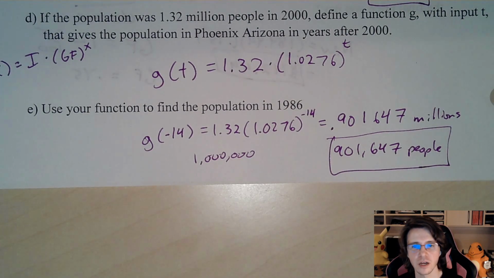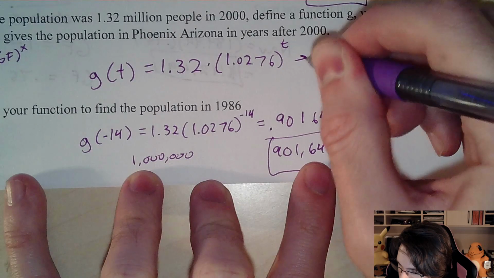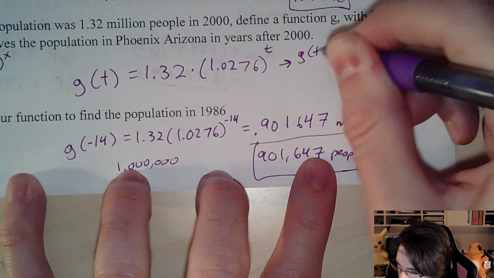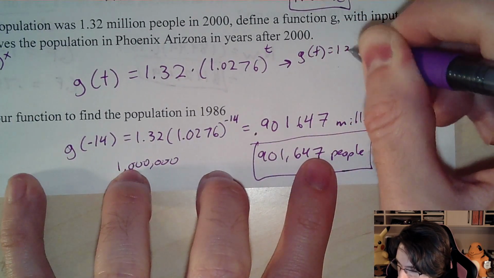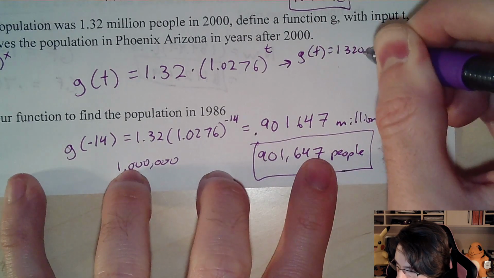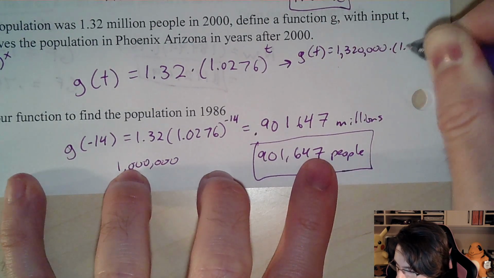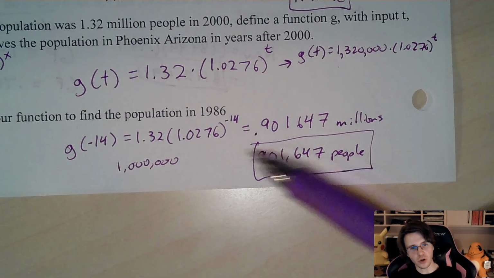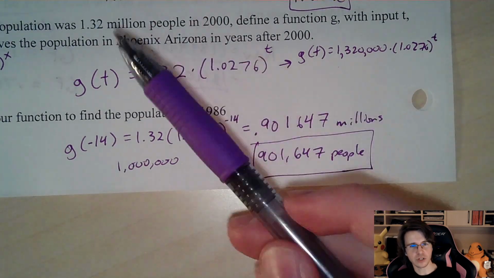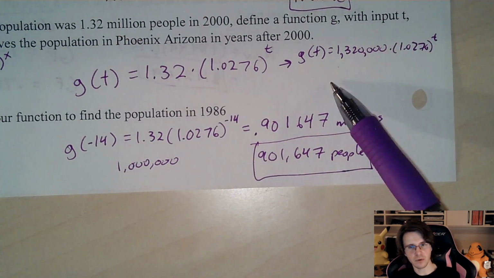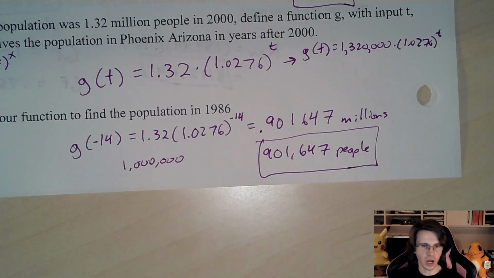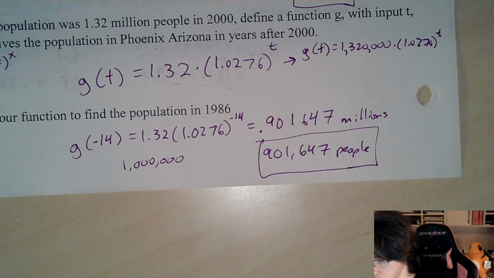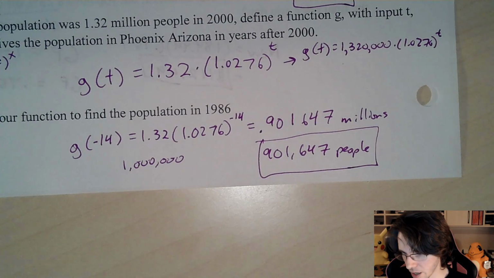The other option for this question would have been back at this step right here. Instead of writing this one in millions, you could have said, hey, G of T equals 1,320,000 times 1.0276 to the power of T. And if you did it that way, then you wouldn't have to worry about this conversion at the end. You would have just been multiplying by a million at this step to get to that 1.32 million. So you have two options there. Pick your favorite, whichever one makes more sense for you.